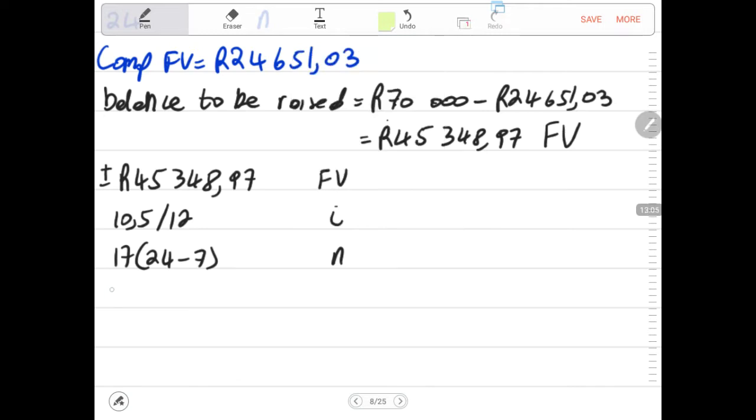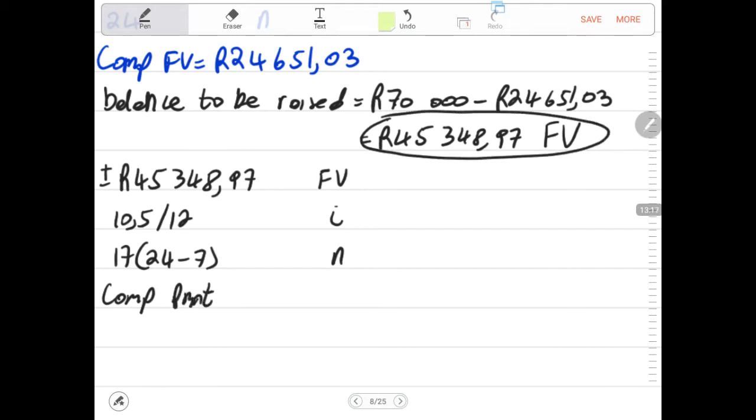So how much must be paid monthly in order for us to reach this future value that we need at the end of month 24? So we compute PMT, which is our payments. How much must be paid monthly from month number 8 up to month number 24, which will be 17 payments?